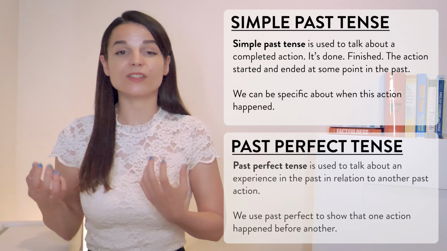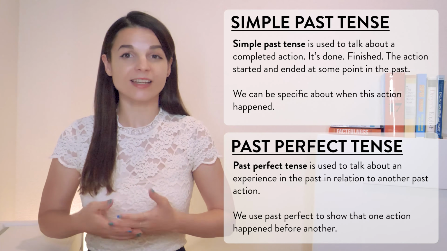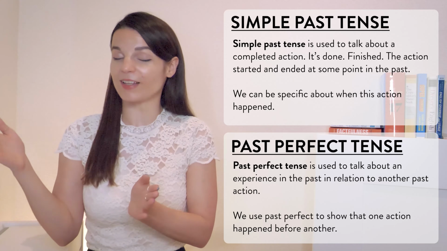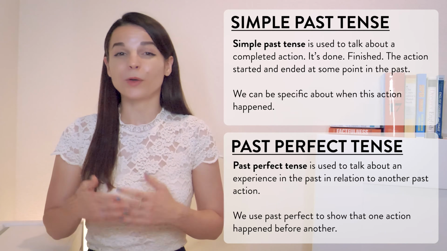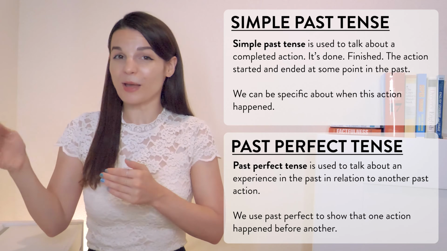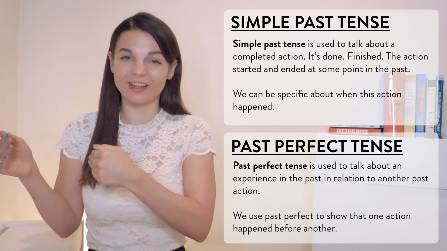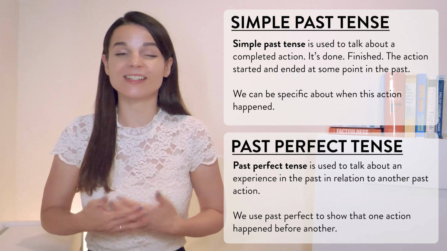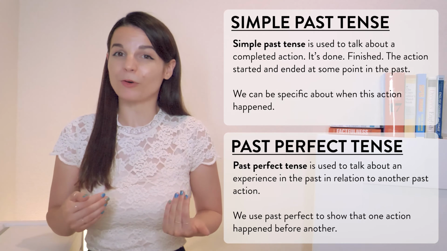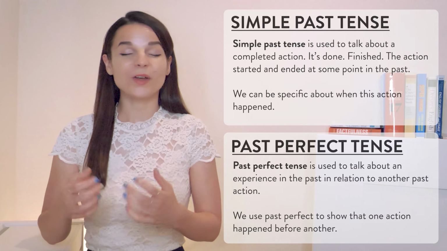We can be specific about when this action happened. Past perfect tense is used to talk about an experience in the past in relation to another past action. This might sound confusing, so another way to understand this is we use past perfect tense to show one past action happened before another. We can use past perfect with the continuous form to show that a past continuing action happened before another past action. Okay, with this in mind, let's take a look at an example sentence that correctly shifts between past tense and past perfect tense. In this case, past perfect continuous.